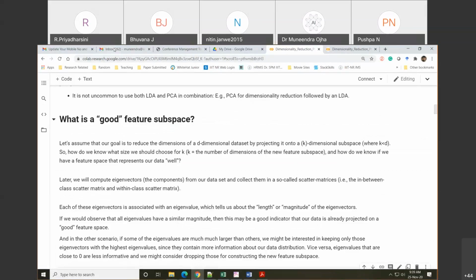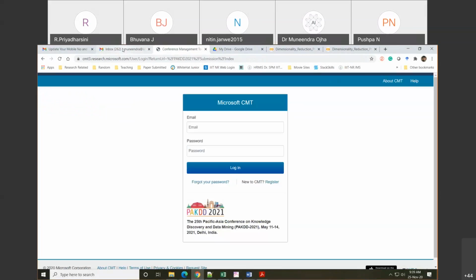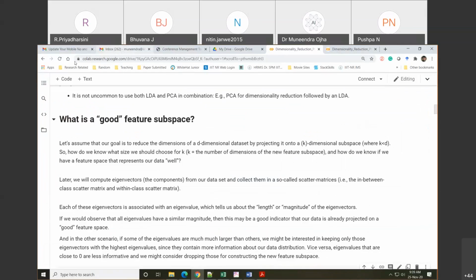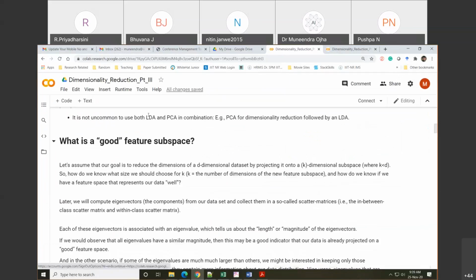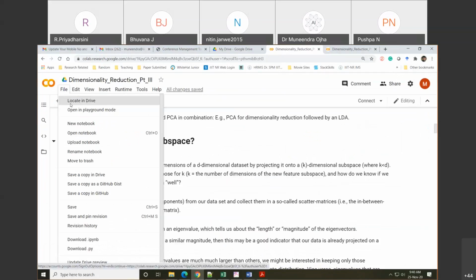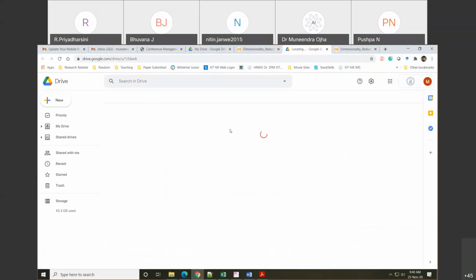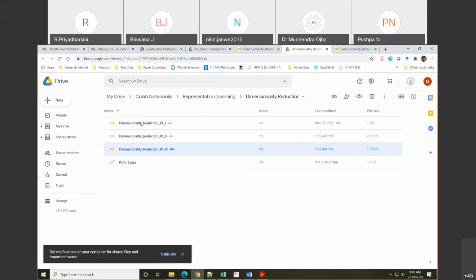I think it's in the... just a moment. It's 3Blue1Brown.